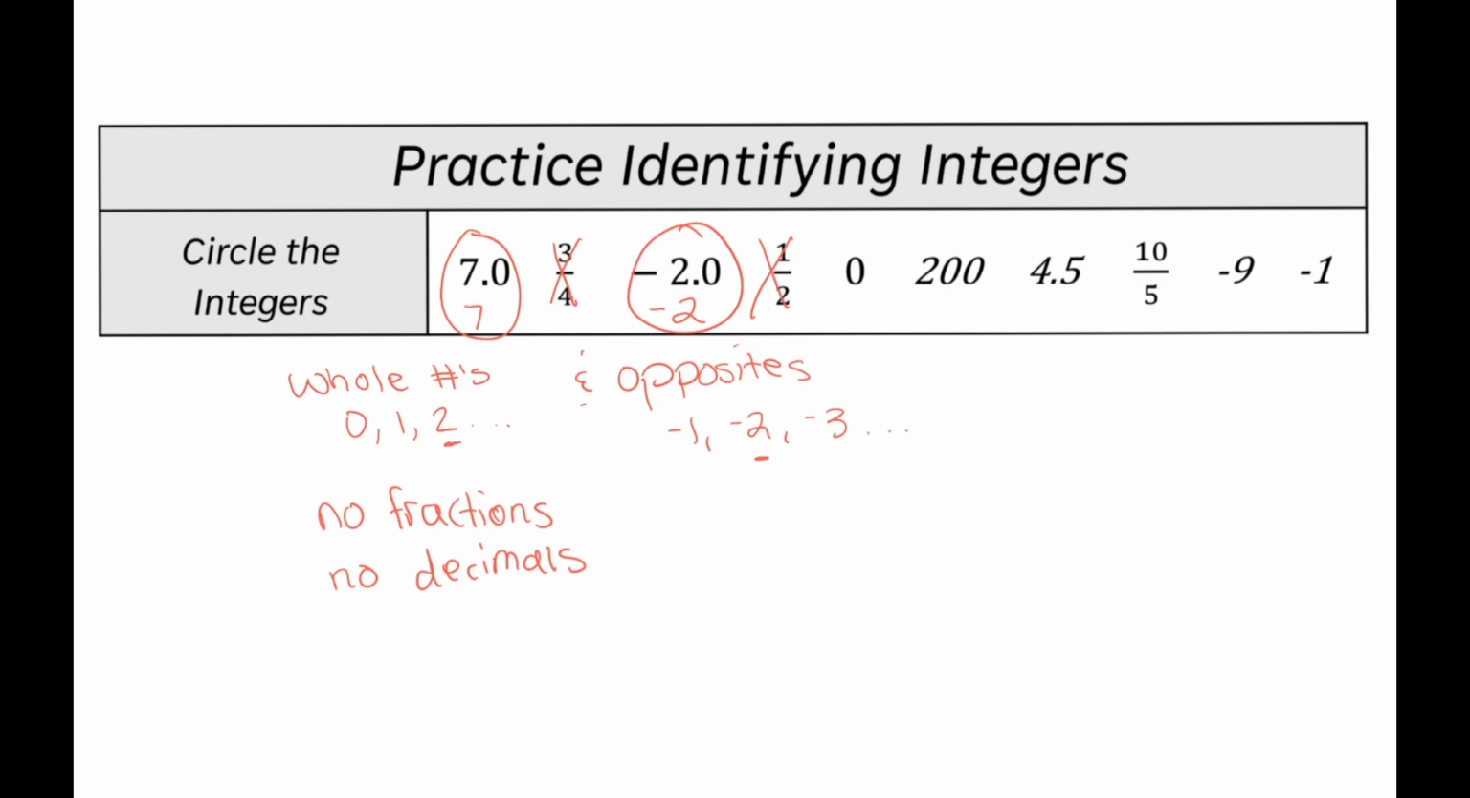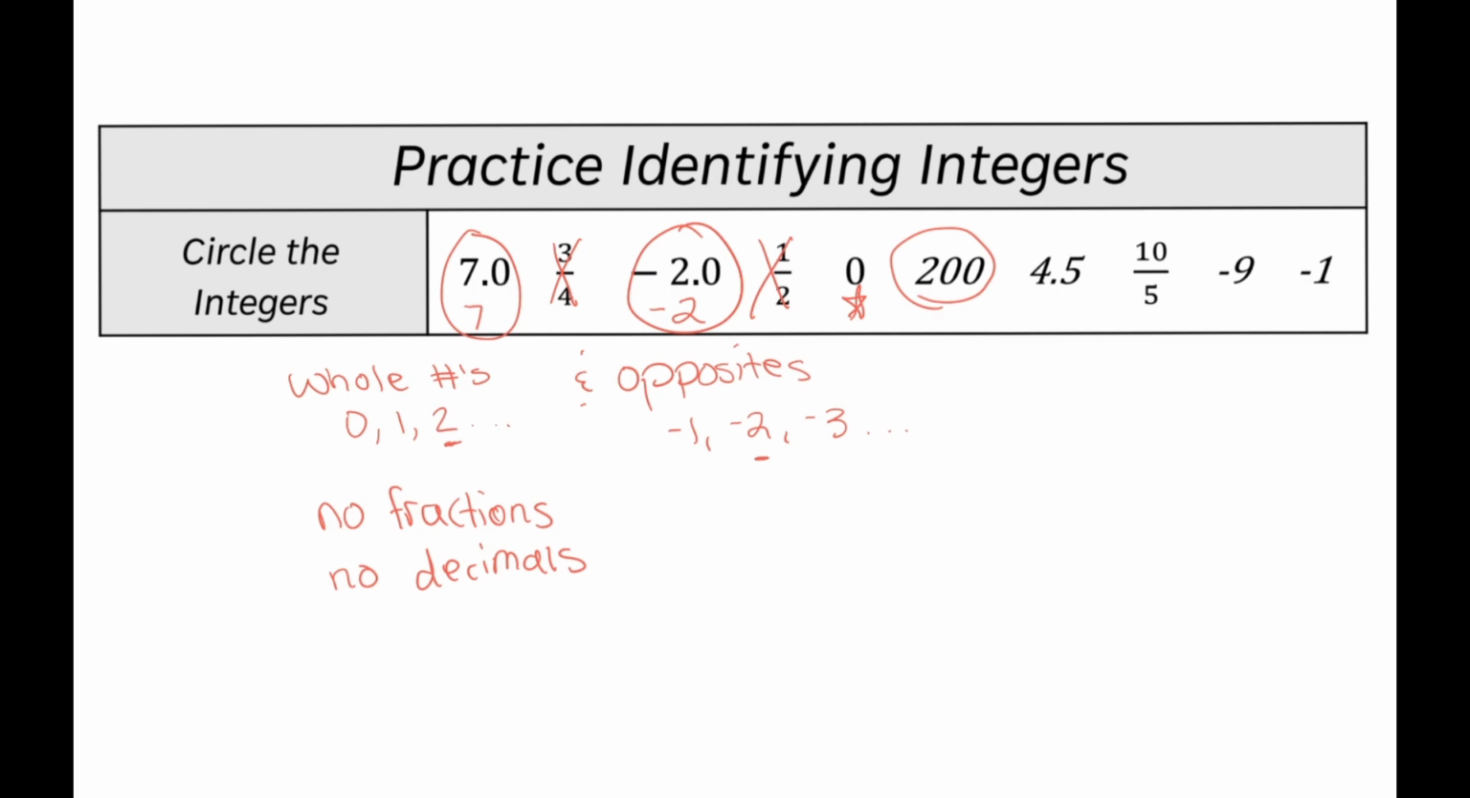0 is an integer. This is a common misconception. Some students identify 0 as it not being an integer. It is, in fact, an integer. Our next one is 200. It is a larger number. It is a whole number. This is an integer. It's a whole number.